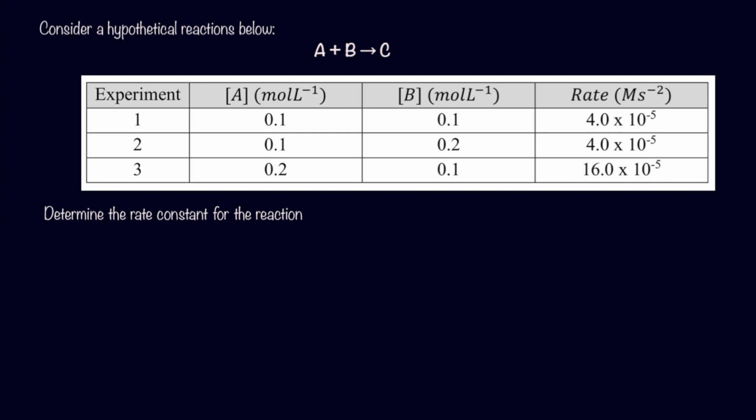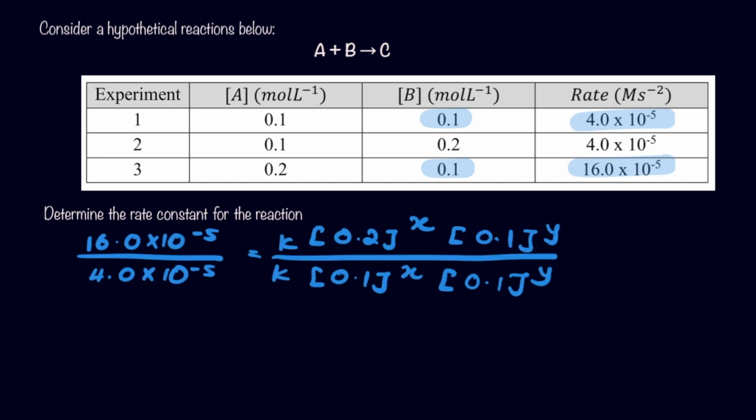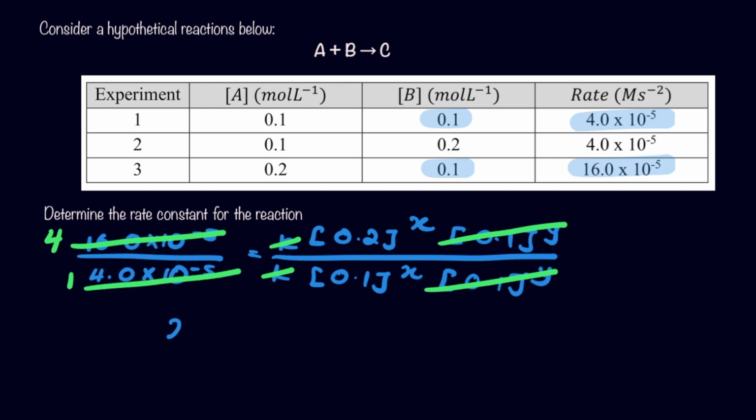For the value of X, we need to find the concentration of B that is identical. So we are going to use experiment 3 and also experiment 1. We're just going to copy this again as we have done just now. Just like before, the one that is identical, we can slash out. And here 16 and 4, so this one is 1, this one is 4, therefore 0.2 divided by 0.1 is equivalent to 2, so we can write 2 to the power of X is equivalent to 4.